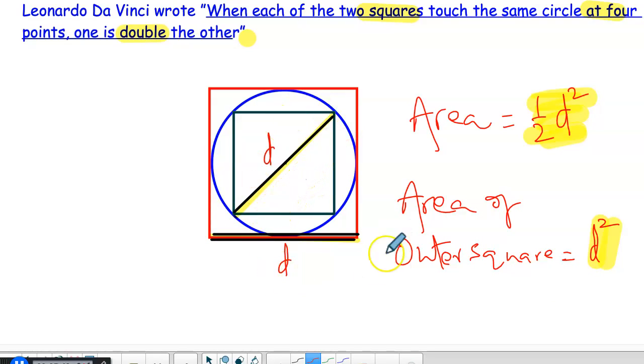Okay. I hope you enjoyed this problem and it created some interest in you to learn more about circles and squares. And please try to prove this differently. Instead of taking a diagonal and the diameter, is there any other proof to this?